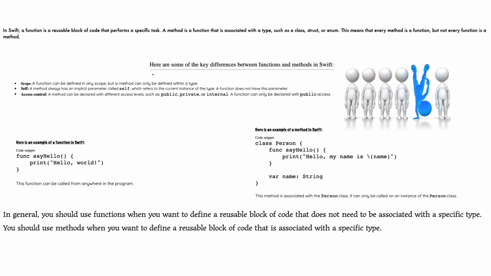So in general, you should use functions when you want to declare a reusable block of code that does not need to be associated with a specific type. You should use methods when you want to define a reusable block of code that is associated with a specific type.